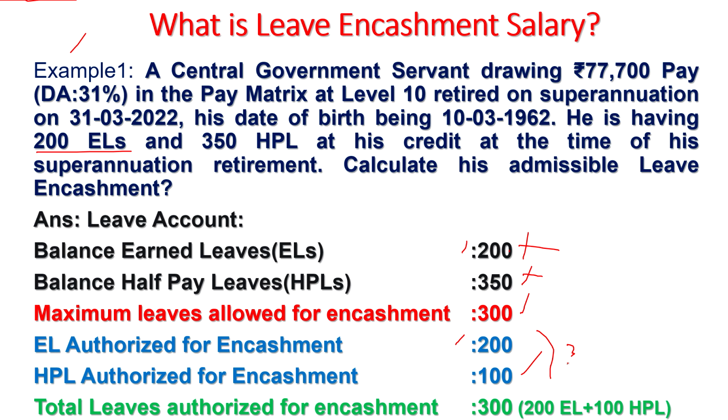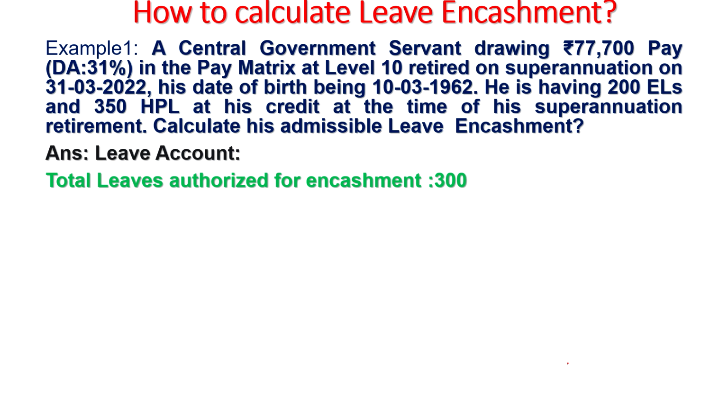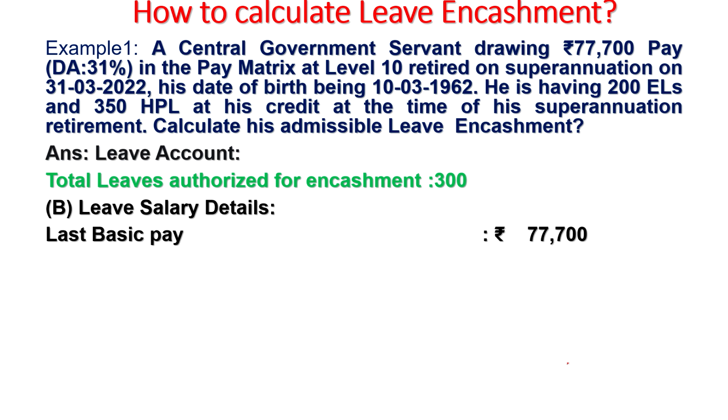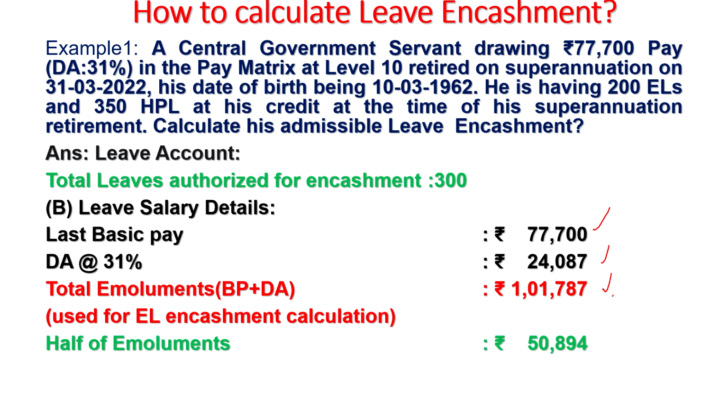Let us continue this example and see the leave account. The total leave authorized for encashment, as we have seen, is 300, and we will now see the leave salary details. Last basic pay is 77,700 as per the question. DA is 31%, which is equal to 24,087 rupees. Total emoluments is basic pay plus DA. For leave encashment, total emoluments will include DA also, basic pay plus DA. So the total is 1,01,787, and this is used for the EL encashment calculation.